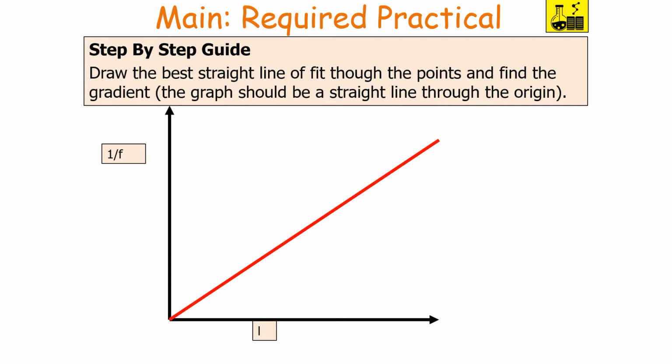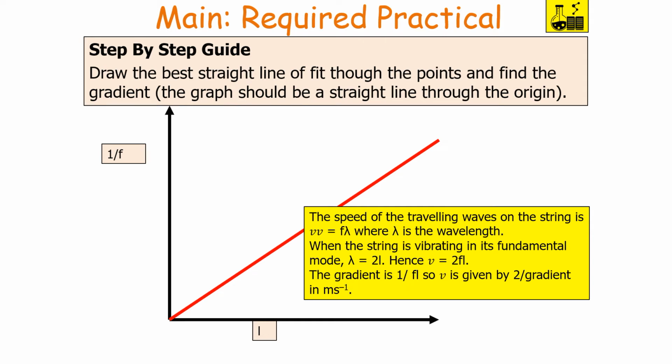Now the graph should be giving you a straight line through the origin, and the gradient of this straight line through the origin is 1 over fL. Now we know that the speed of travelling waves on a string is f lambda, where f is the frequency and lambda is the wavelength.